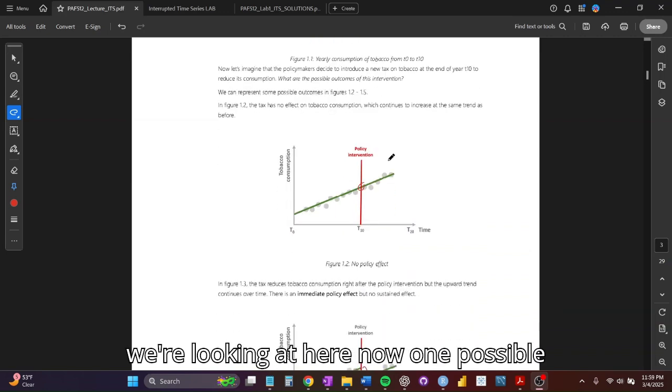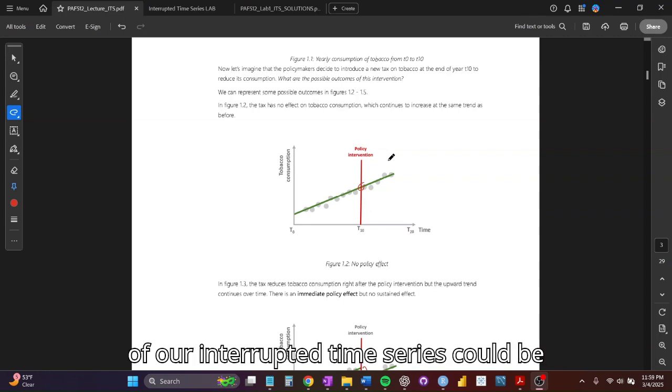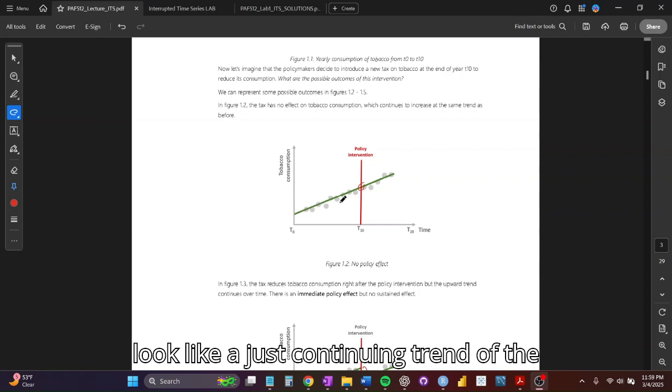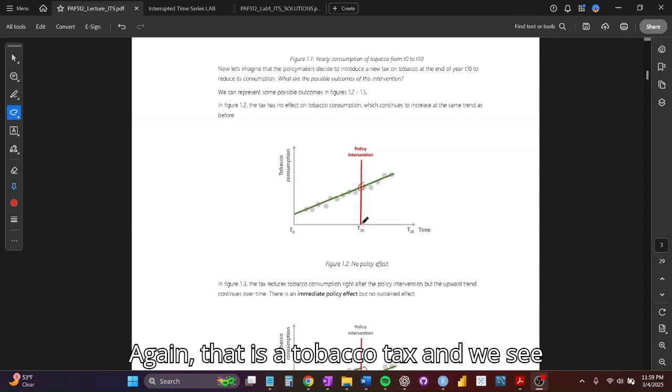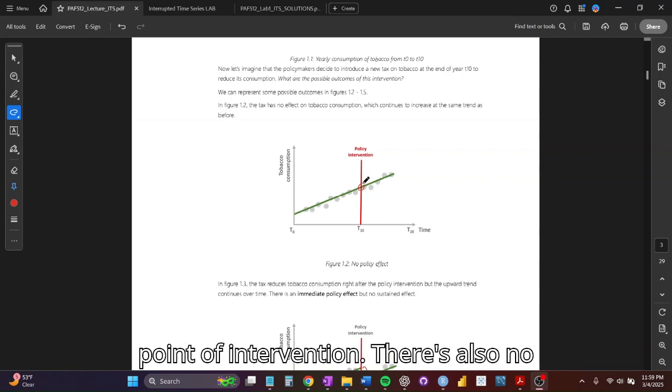Now, one possible outcome of our interrupted time series model could be no policy effect. And visually, that would look like just a continuing trend of the pre-intervention slope. Our policy intervention takes place at year 10. Again, that is a tobacco tax. And we see that there's no change. It doesn't appear that there's any immediate effect. There's no change in the intercept at the point of intervention.